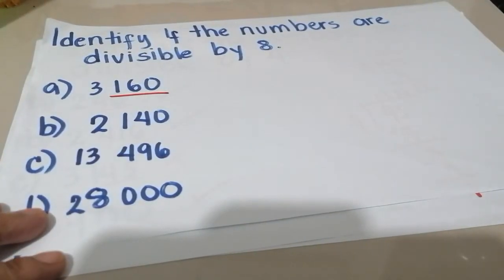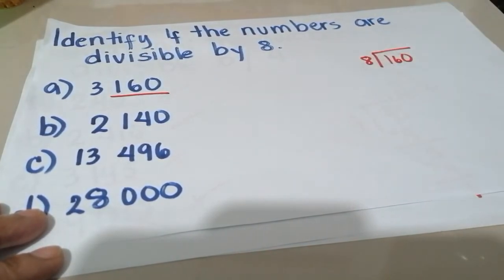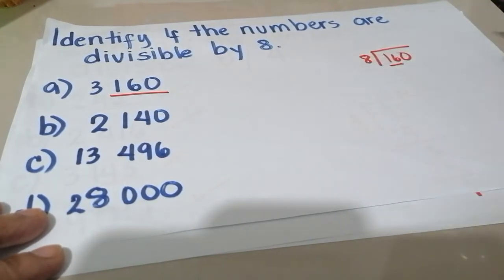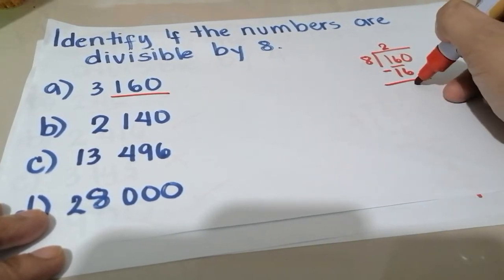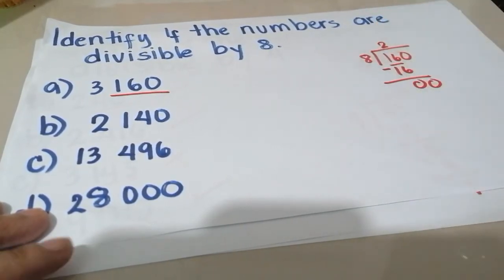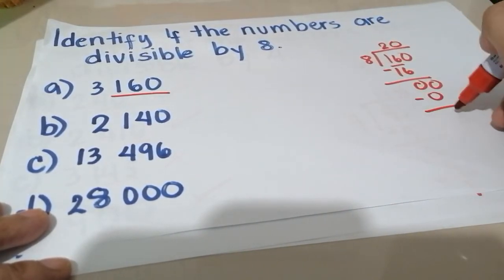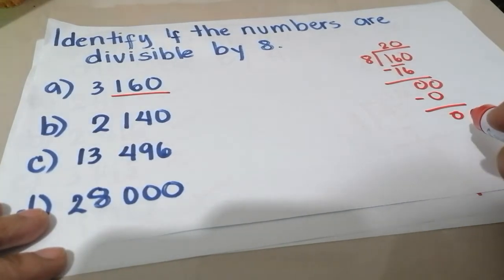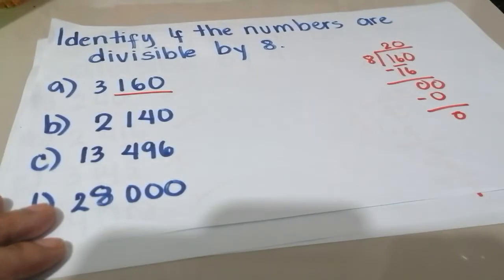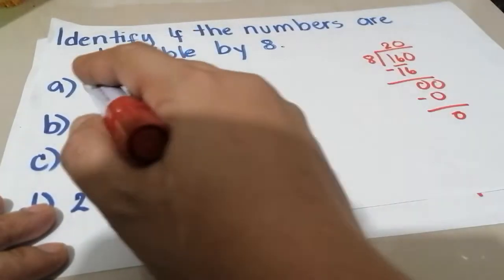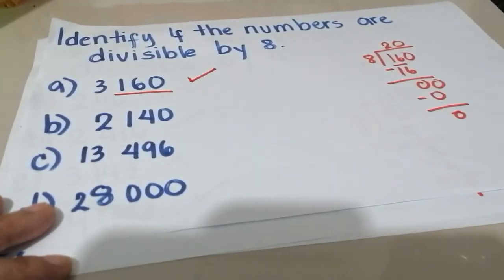So 160, if we divide that by 8, pag i-divide natin siya by 8, 16 divided by 8 is 2. 2 times 8 is 16 minus 16, 0. So 0 divided by 8 is 0. So 0 times 8 is also 0. So 0 remainder tayo. So dahil 0 remainder, ibig sabihin ang 160 ay divisible by 8. Okay? And because of that, 3,160 is also divisible by 8.